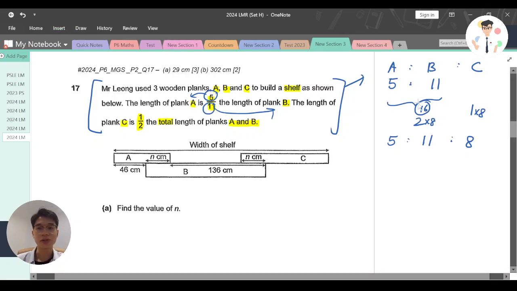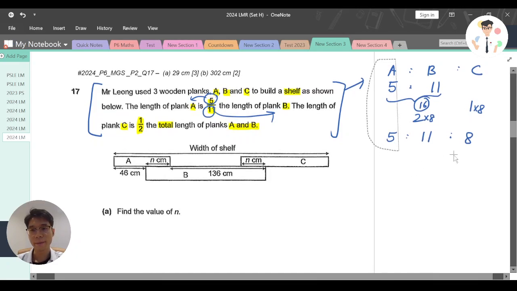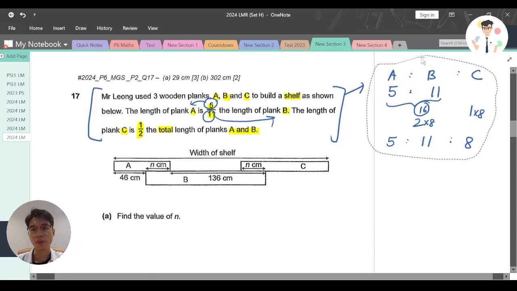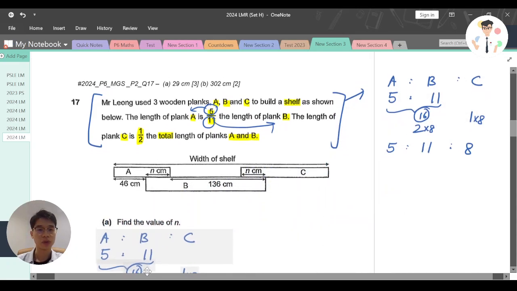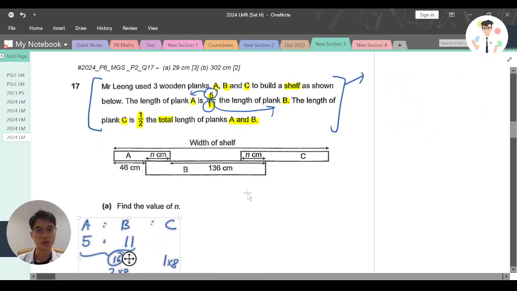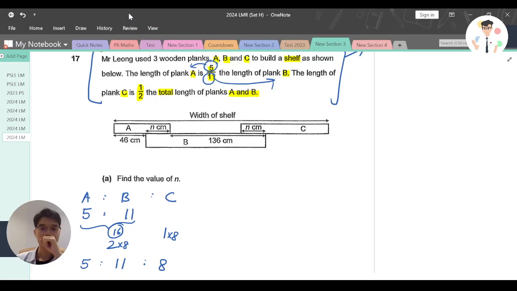Okay, so let's just do a quick one. Let's quickly move this. I'll be basically moving this down here, so it will help us to save some space. Okay, so 5, 11, 8.